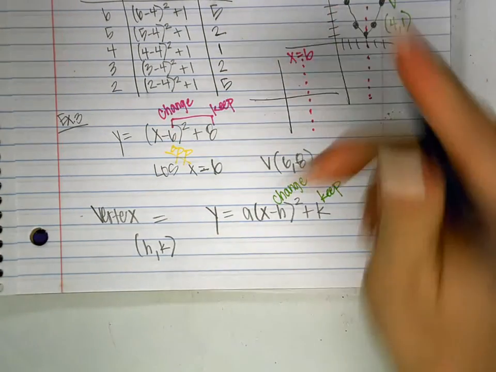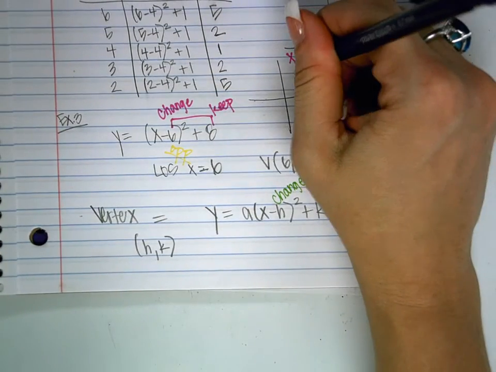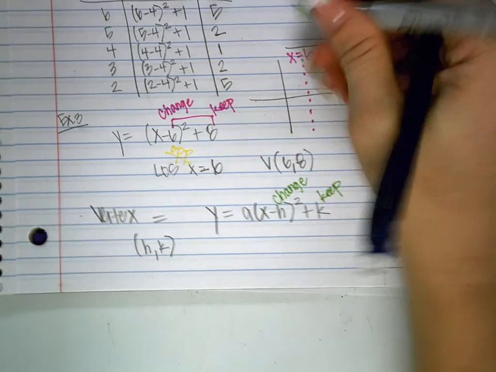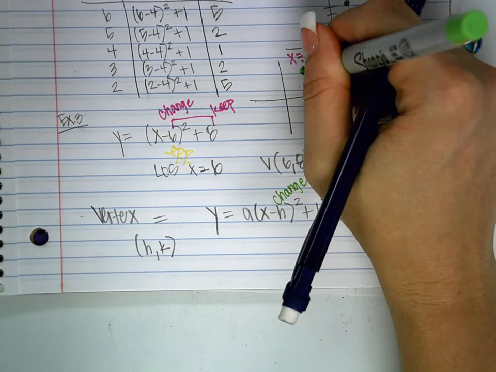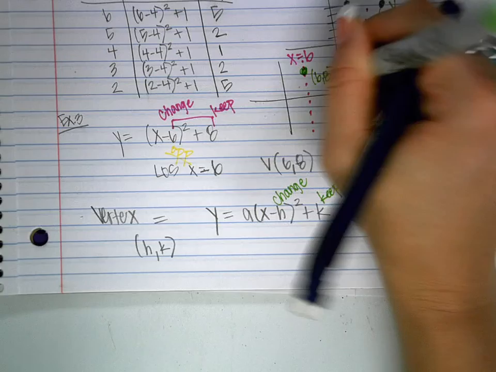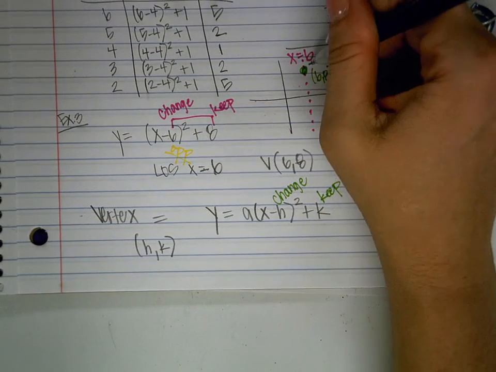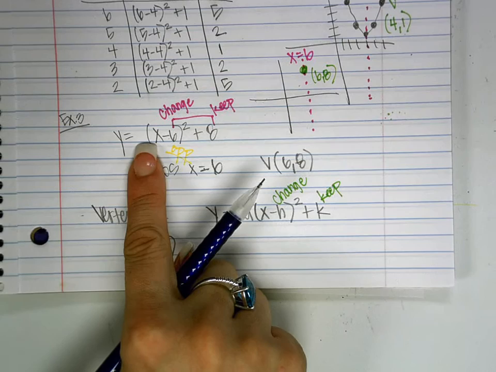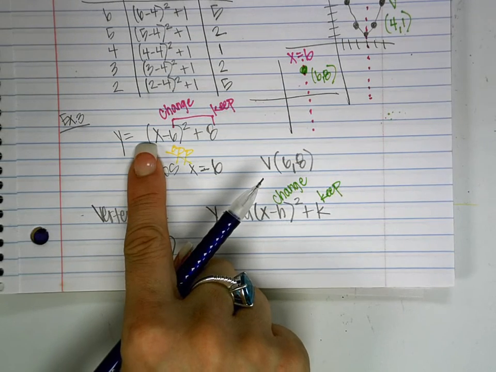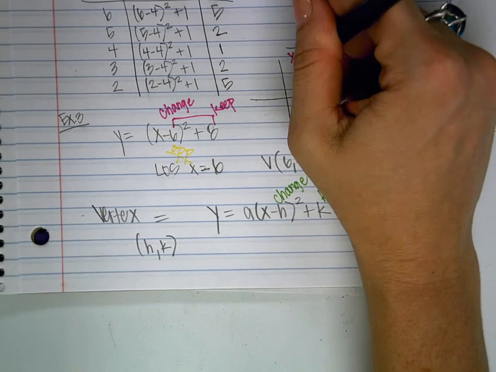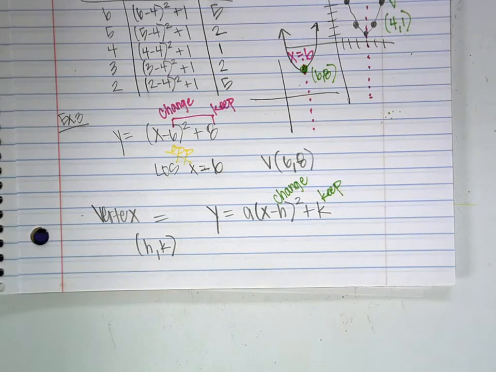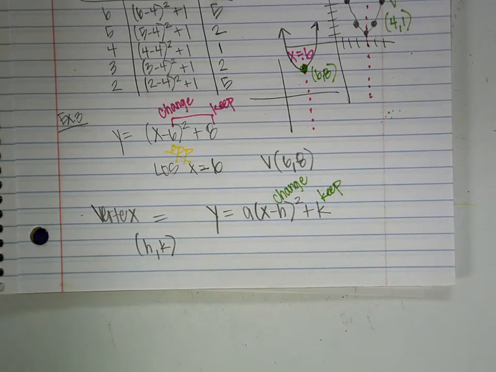My vertex is over 6, up 8. So I'm going to say it's, I don't know, right there. 6, 8. Now, what direction would this be opening? Up or down? Is it positive or negative at the beginning? Positive. So that means it's opening up. And that's it. Okay? We don't have to have perfect graphs on this.